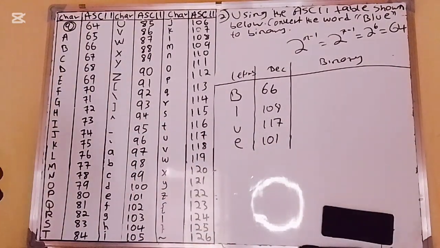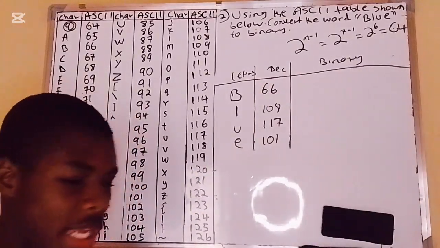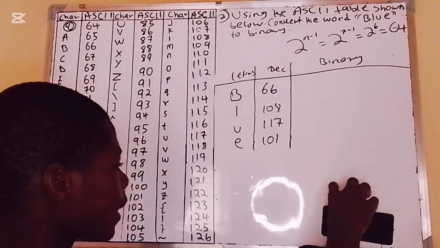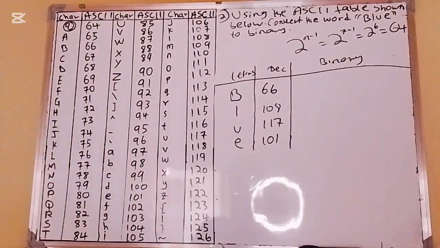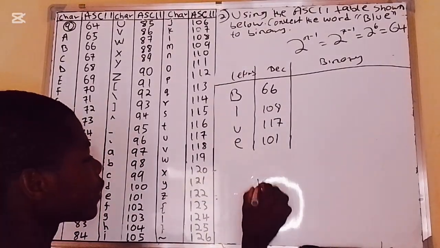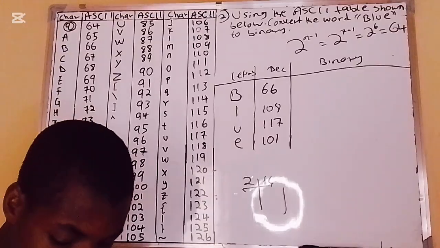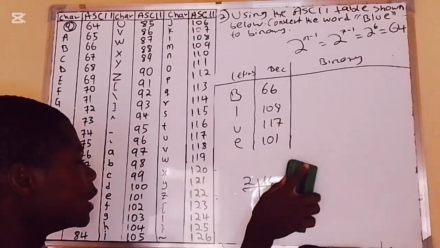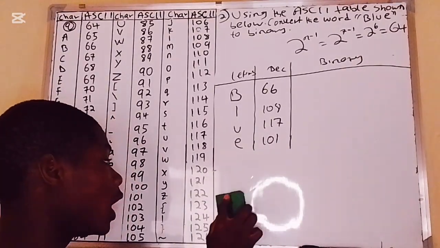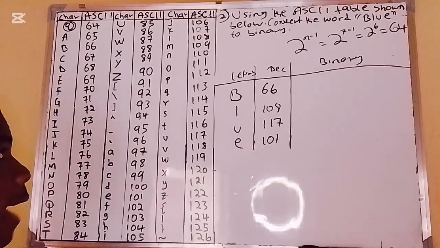The next thing we are going to do is convert this 66 to binary. Some of you might use the method of dividing 66 by 2 and picking the remainders. This will waste your time if it comes to your exam. So now I will give you the easy way.